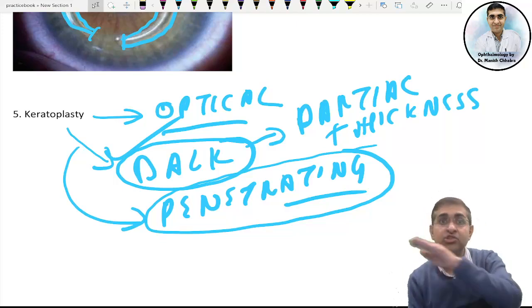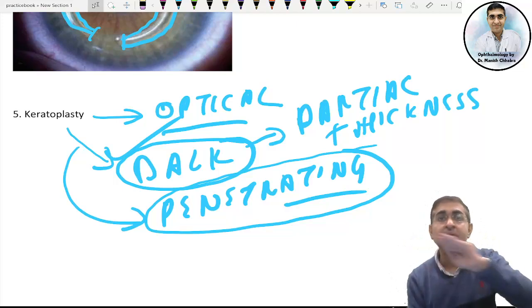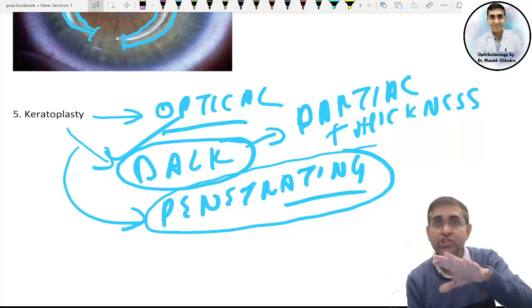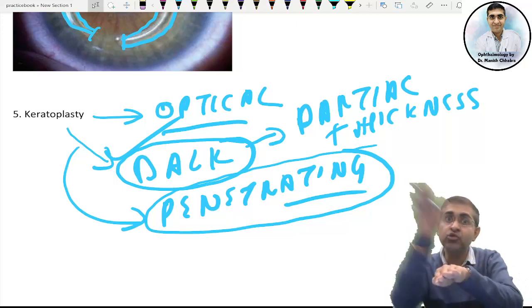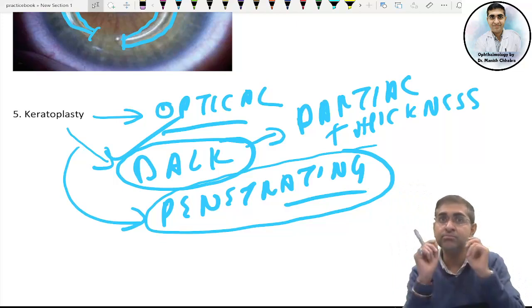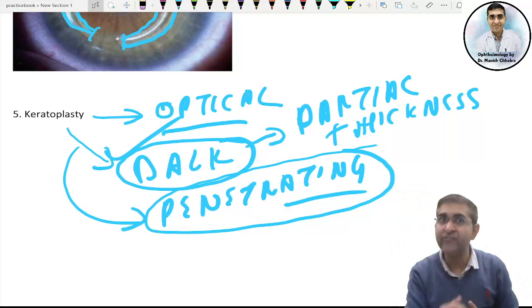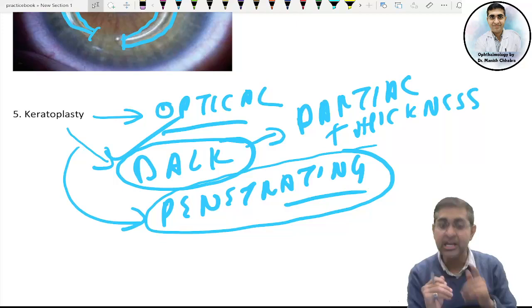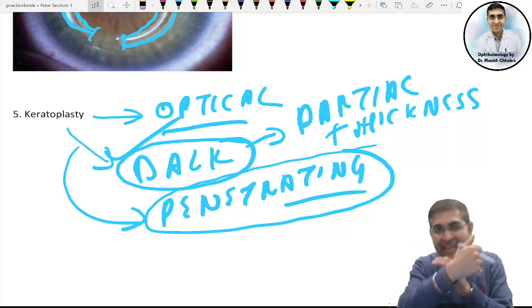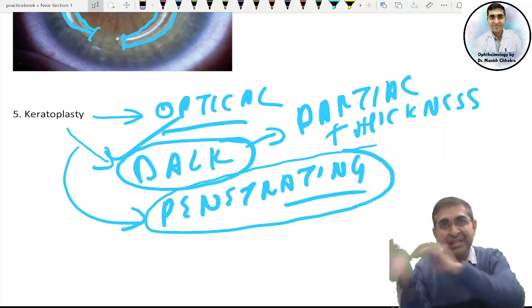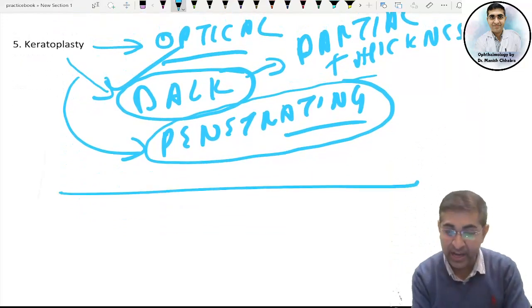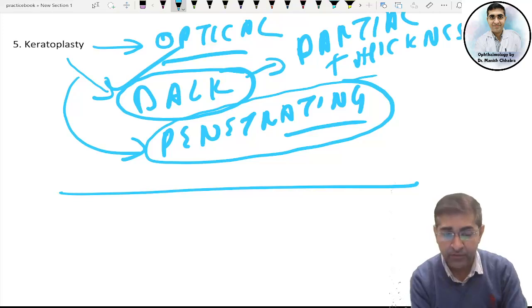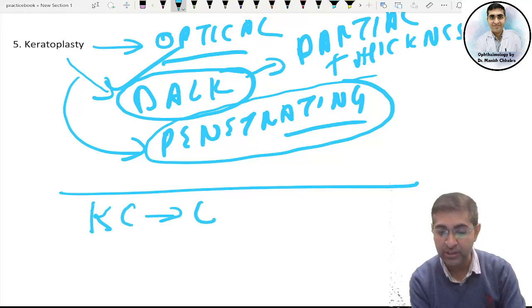But in DALK, first you will have to remove the part of the host, then you will have to remove the part of the graft, then you will have to put it. So it is a lot of effort and you need a lot of expertise. But in penetrating, you simply cut the entire cornea, the full thickness, and you replace it with the full thickness of the cornea.